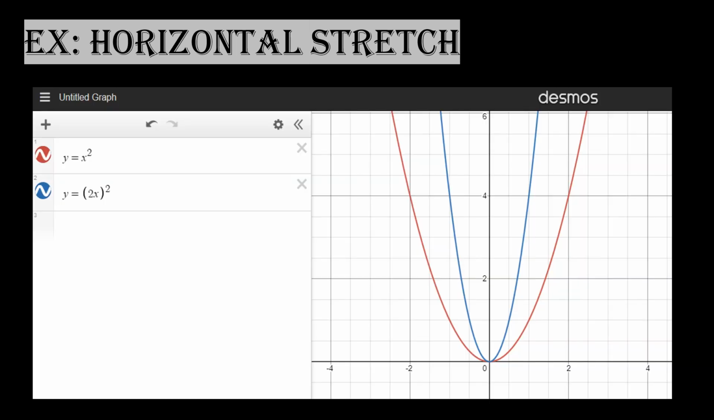Now let's talk about horizontal stretches. Here we're keeping the same parent function, f(x). But if you look at what transformation we have, we're multiplying by 2 inside the parentheses. If we look at what happens with this function transformation, we're squishing in this new function. You can think about this as a compression.